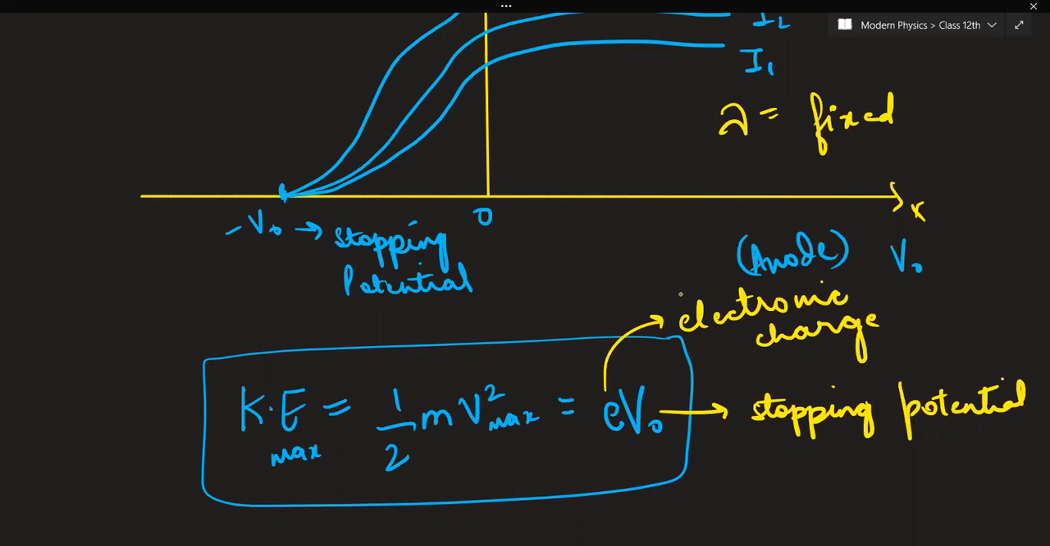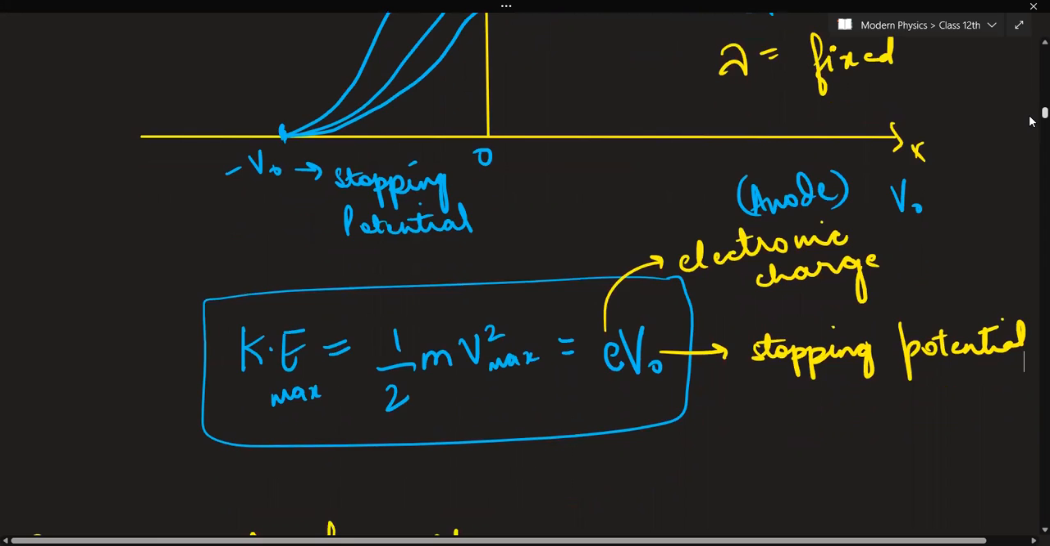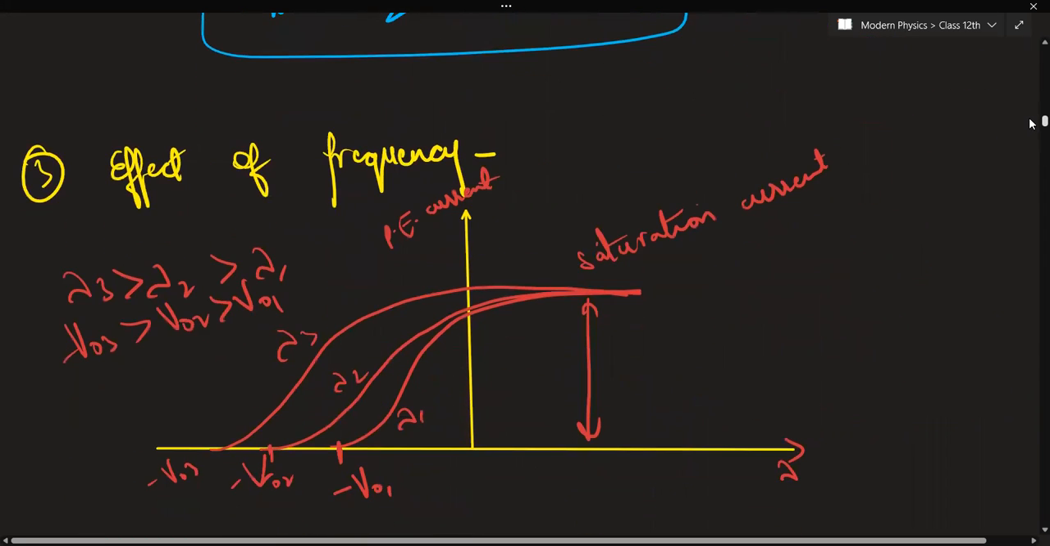Fine. Are we clear till here? Effect of stopping potential. First was effect of intensity. We had seen directly, stopping potential directly, but to a maximum value. Last one also let us discuss. That is effect of frequency. All right, this is the effect of frequency.